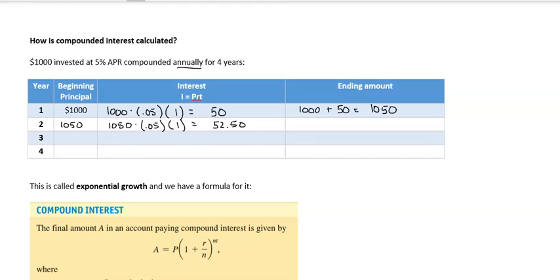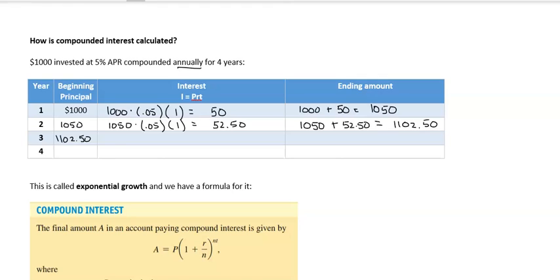Okay, so now we've got our beginning amount at the beginning of this year was $1,050. So at the end of the year, we have the $1,050 plus another $52.50 that we just made this year. Okay, so now we've got it at $1,102.50. Okay, so now that's the end of year 2. Instantly becomes the beginning of year 3. So now we have $1,102.50 as our beginning amount in year 3.